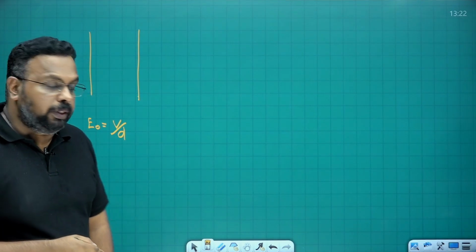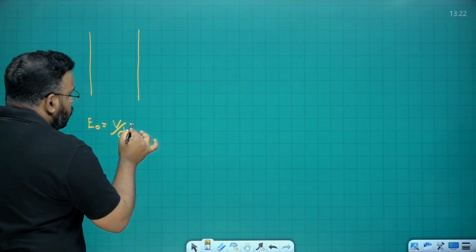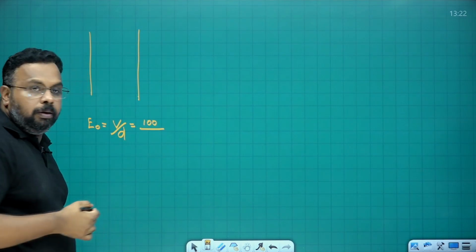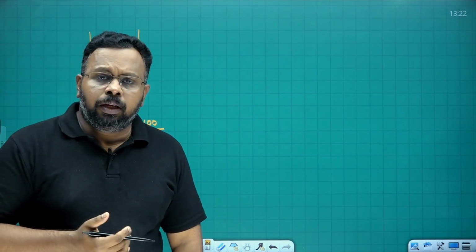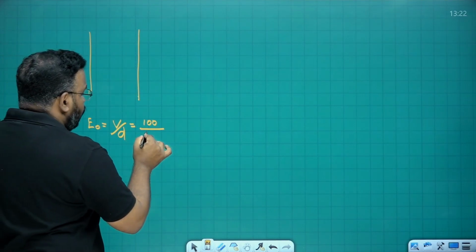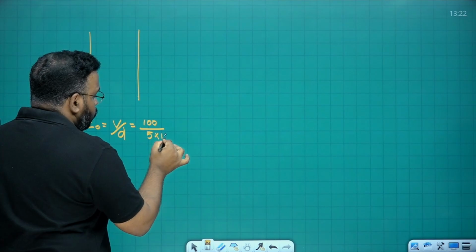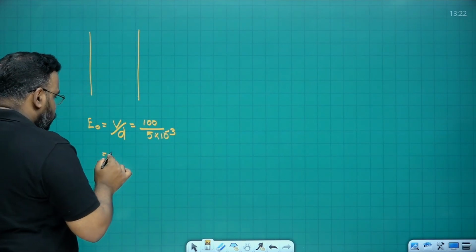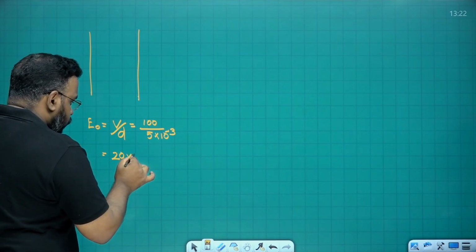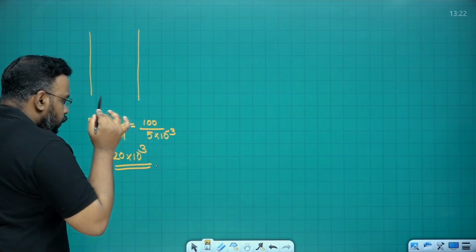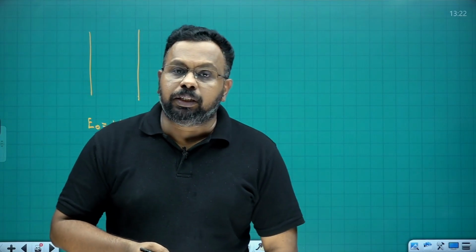V is equal to E into D. What is V? The V value is given as 100 volt, divided by the distance. Initially, before doing all the changes, the distance is given as 5 millimeters, which is 5 into 10 power minus 3. So we get 100 by 2, which is 20 into 10 power 3.